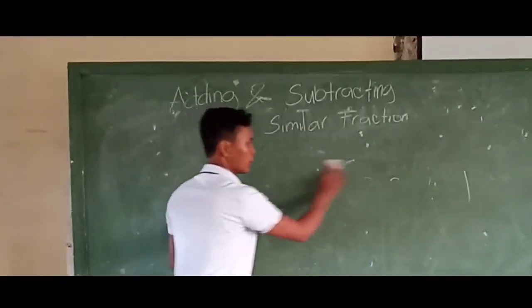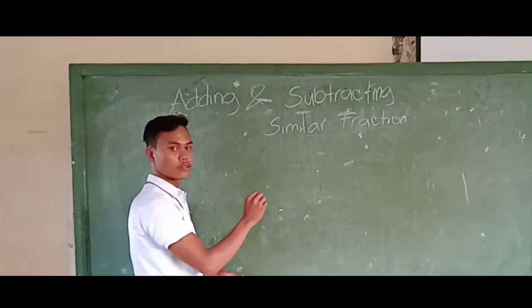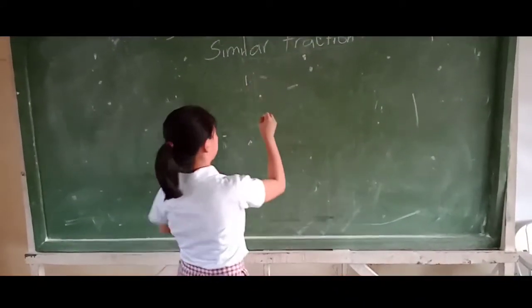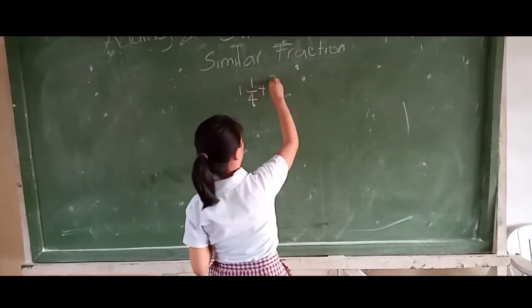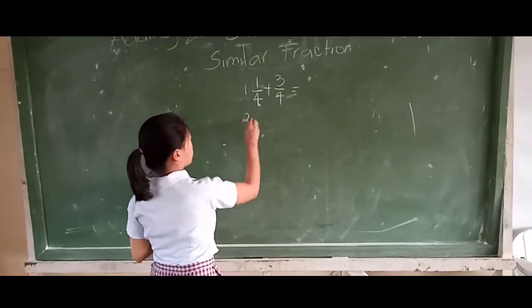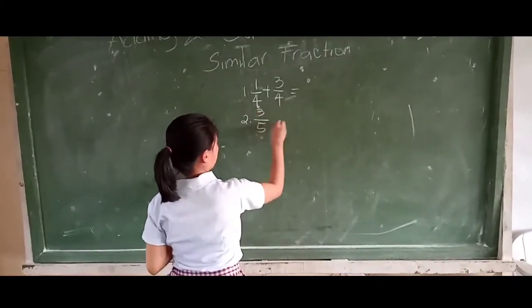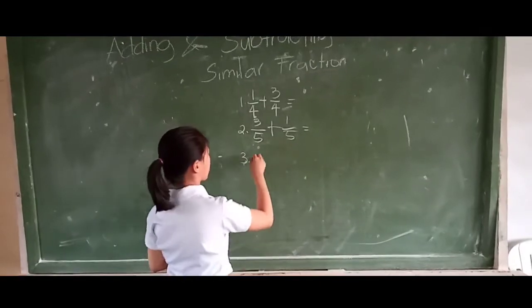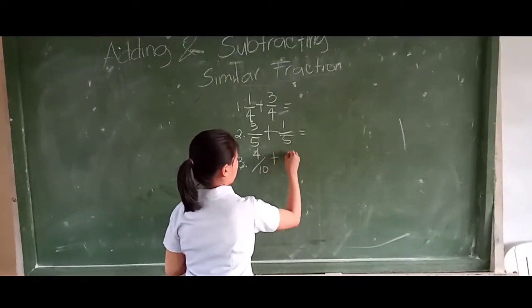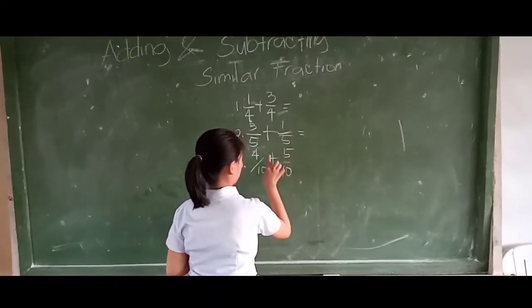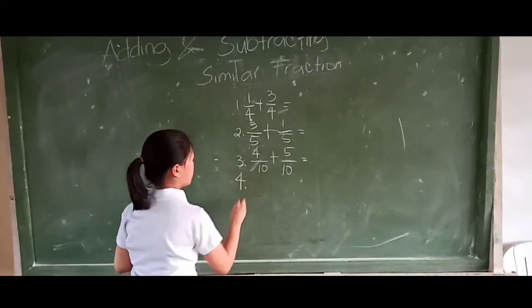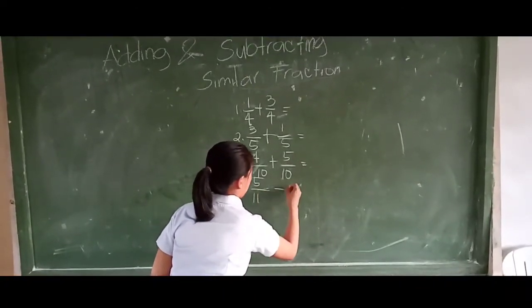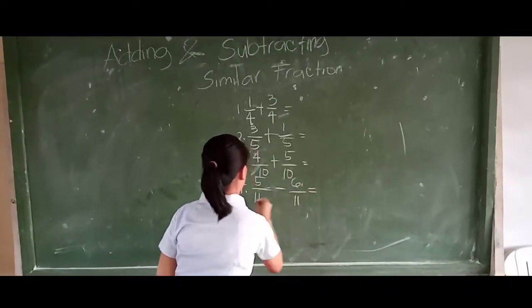It's very helpful for elementary students to know this kind of equation. Thank you for understanding this. Now, the following equations. Number 1: 1/4 plus 3/4. Number 2. Number 4. Number 5.